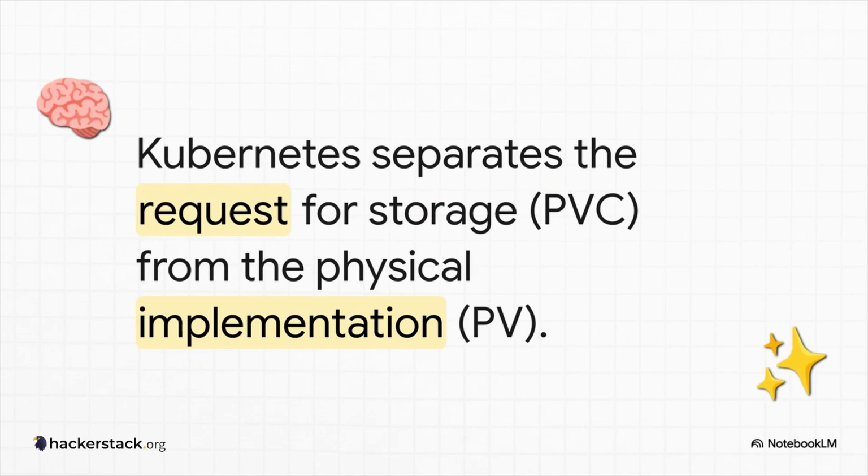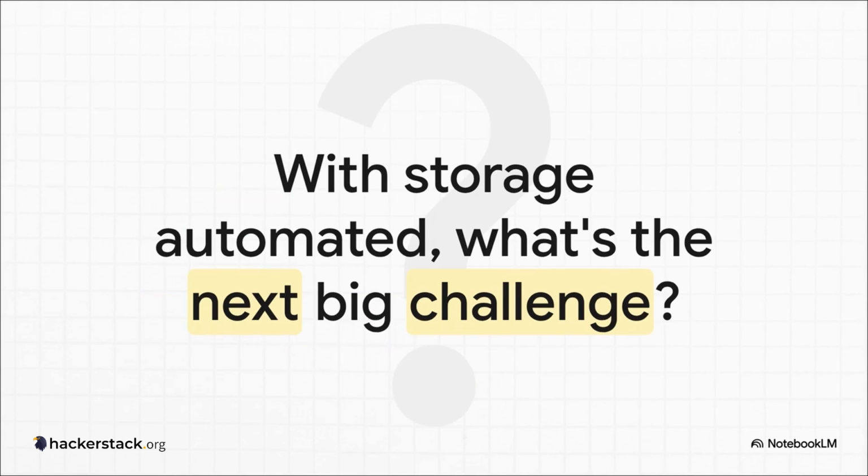So look, if you remember just one thing from all of this, let it be this. The absolute genius of the Kubernetes storage model is this total separation between the request for storage, the PVC, and the physical piece of storage, the PV. A developer only ever has to ask for what they need. The administrator is the one who worries about how to provide it. This abstraction is what makes everything so portable and so flexible. This whole model is just so powerful for solving the problem of connecting data to our apps.